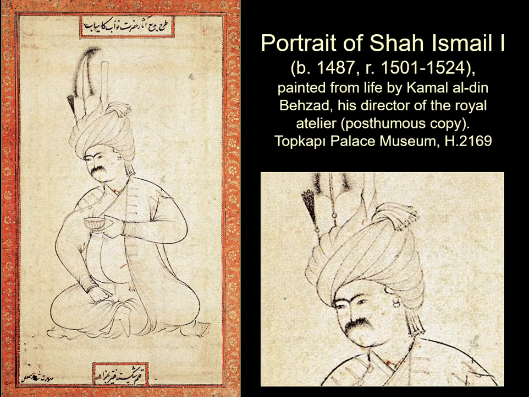Ismail proclaimed Twelver Shi'ism to be the official and compulsory religion of Iran. Within 10 years he had conquered much of what was the Safavid Empire. He was, however, defeated by the Ottomans in 1514 and subsequently took to drink. He died in 1524.